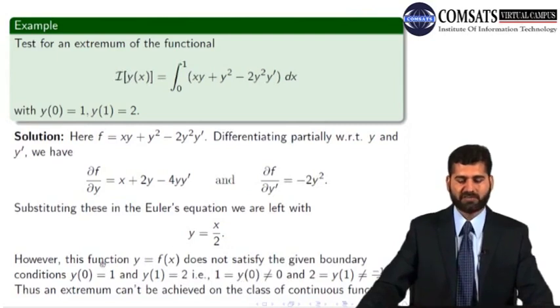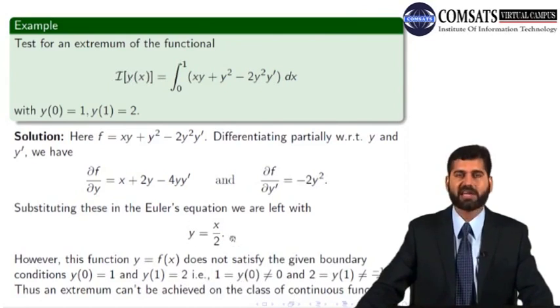All right. However, this function does not satisfy the given boundary conditions. I got y is equal to x by 2, but y at 0 is not 1. At x equal to 0, y is 0. All right. And at x equal to 1, y is 1 by 2. So our end conditions are not being fulfilled here. So 1 is not equal to y at 0, which had to be equal to 0. Similarly, your 2 is not equal to minus 1/2. So thus an extremum cannot be achieved on the class of continuous functions here.